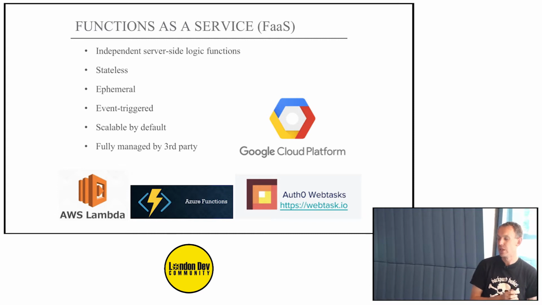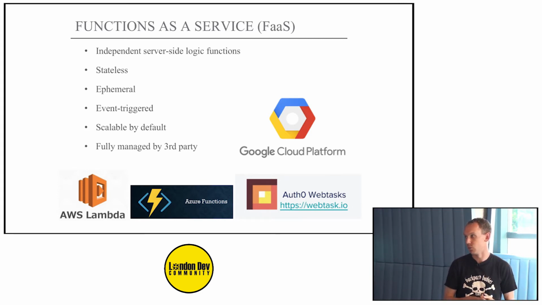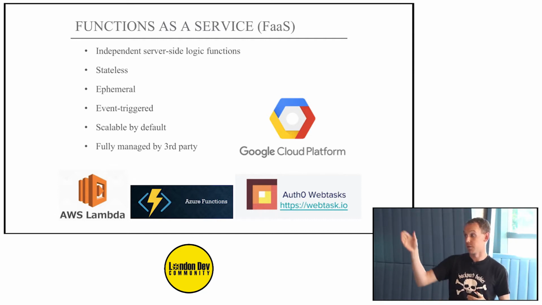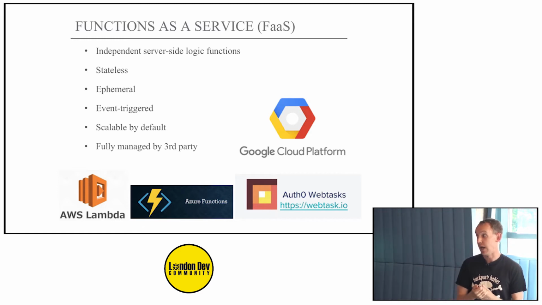Event-triggered is a key property. You can call these functions directly using some cloud APIs, but the idea is that they will be triggered from something else happening in your world, in your kind of cloud-hosted world. We've got some examples coming up, but for example, an incoming HTTP request will trigger a function to do the processing of that request. Scalable by default. This takes advantage of some of the previous properties, the ephemeral nature of them, the statelessness, and basically will say, I will run as many functions as you need to process all the input that's coming in.